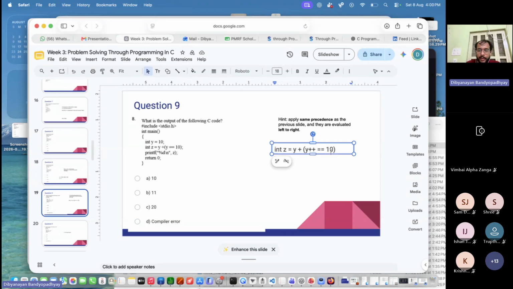So let's see this operation first. Y plus plus equal to 10. Firstly, the compiler will see y plus plus. It will not directly increment the value of y, as it is a post increment operator. It will compare the value of y and 10, and it will evaluate to true because y is equal to 10. Then after doing that, you are trying to increment the value of y, and y is 11. But what will be the value of y that you will add with? Will it be 10 or 11?